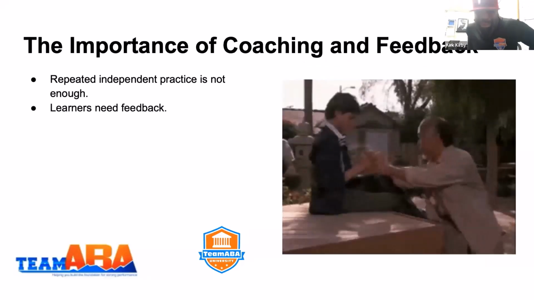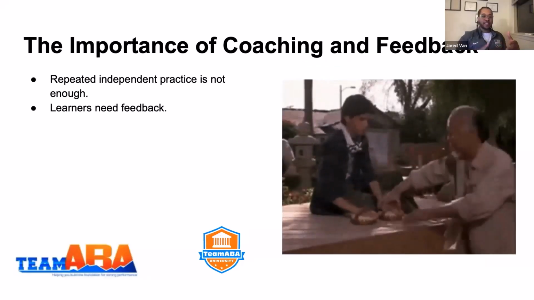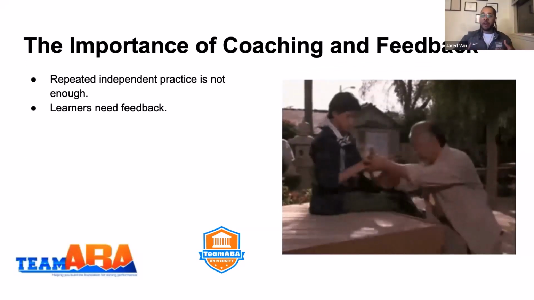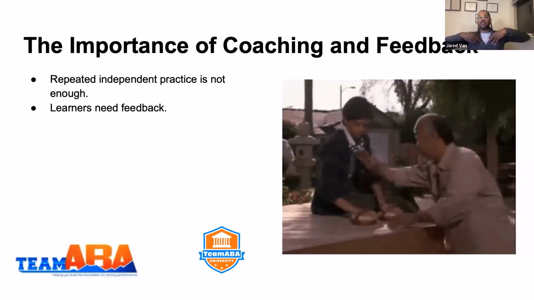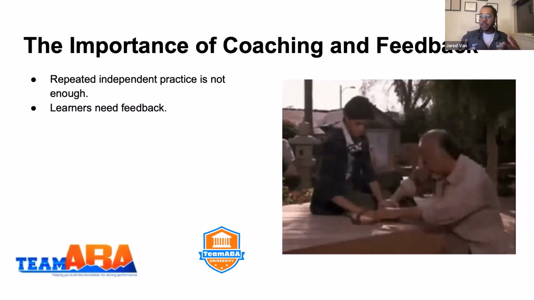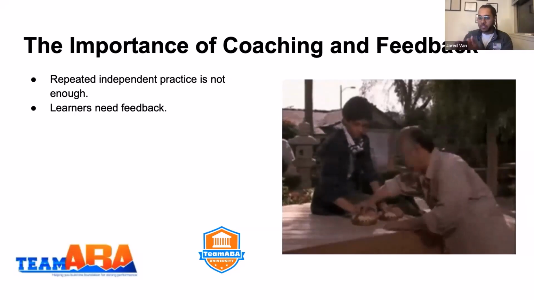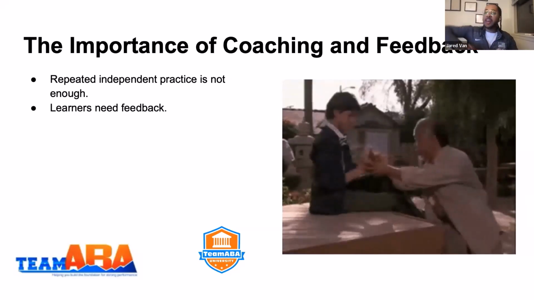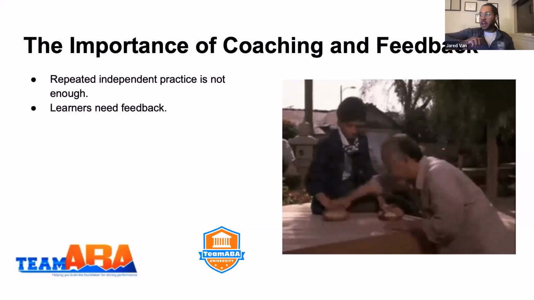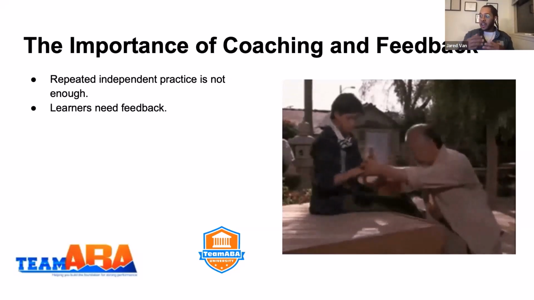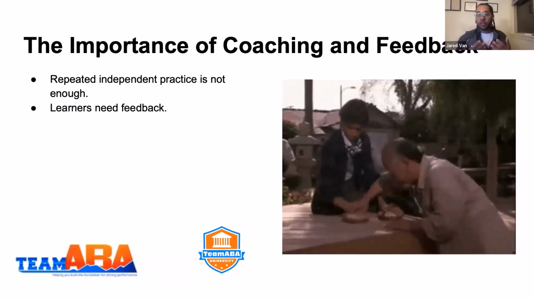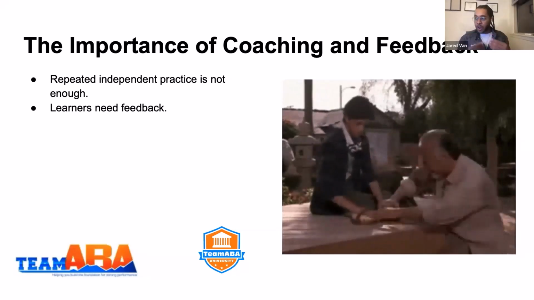So repeated independent practice is not always enough. We also need learners to have feedback from their internal kinesthetic feedback and from the external environment. So this is an example of Mr. Miyagi teaching Daniel's son exactly how he wants him to wash. Now, he was doing it incorrectly, and he gives him a prompt and feedback on how he wants it to look so that it is in the correct form.